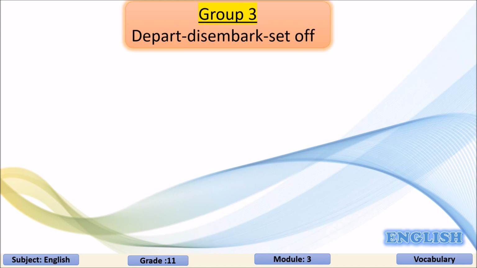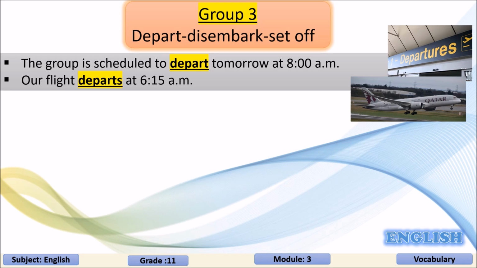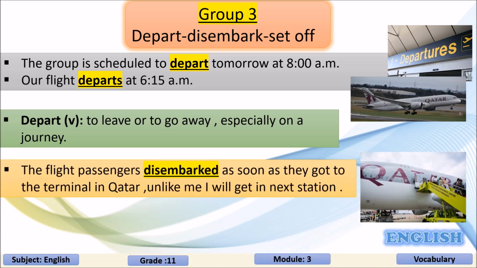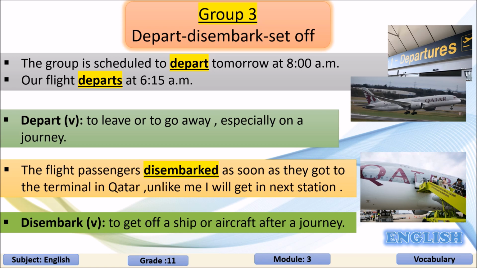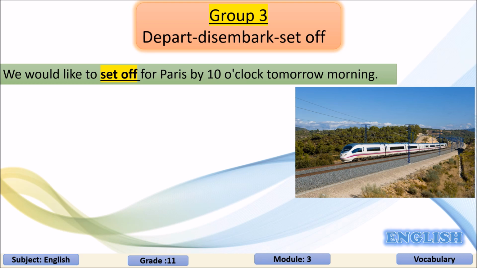All right, now how about depart, disembark, and set off? Let's read the example. The group is scheduled to depart tomorrow at 8 a.m. You can read the definition. Please pause the video to read it. And disembark. The flight passengers disembarked as soon as they got to the terminal in Qatar. I will get off at the next station, which means to get off. All right. Now to set off: we would like to set off for Paris by 10 o'clock tomorrow morning.